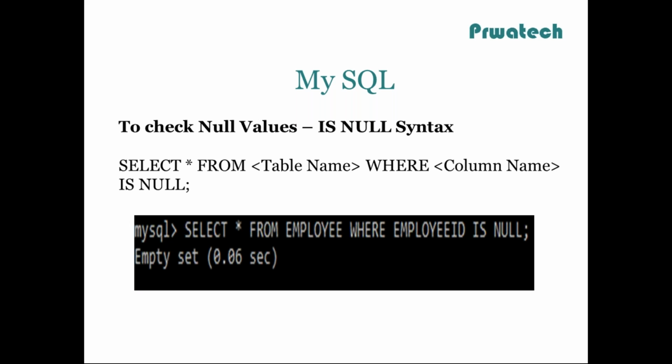and here the code is SELECT * FROM table name WHERE then we put the column name, then IS NULL, followed by a semicolon. So as you can see in the screenshot, it is written here SELECT * FROM employee, which is our table name again, WHERE employee ID IS NULL. Now see, the result here is showing empty set because our table does not contain any null values, so it is not showing any record as such.